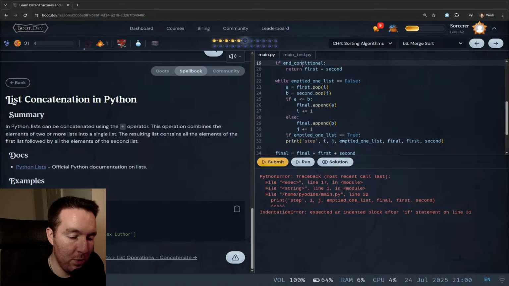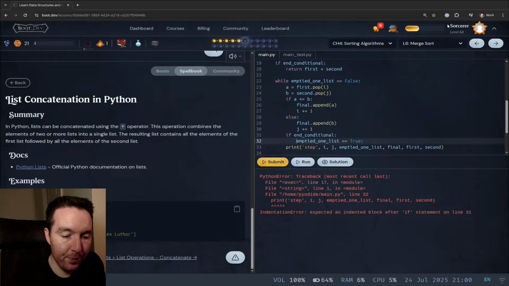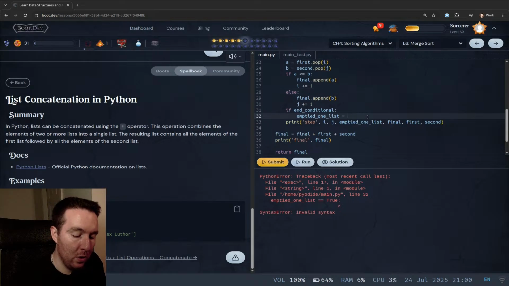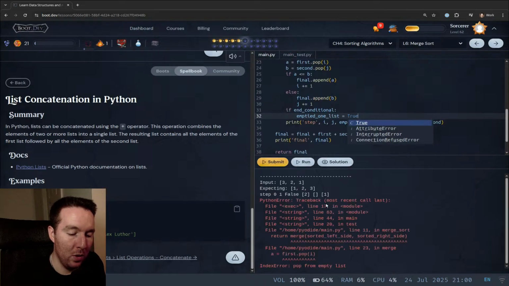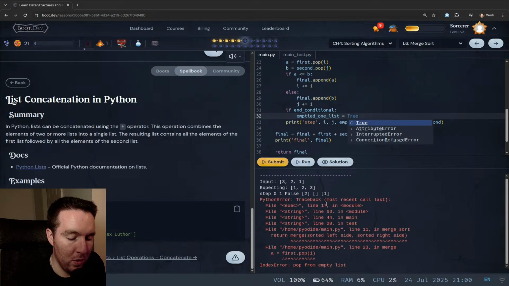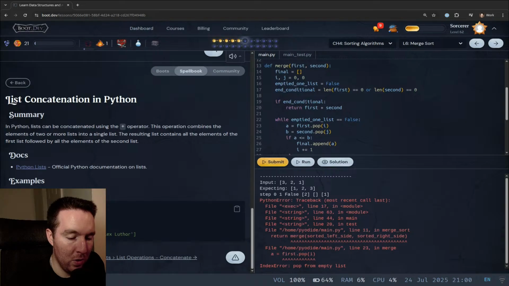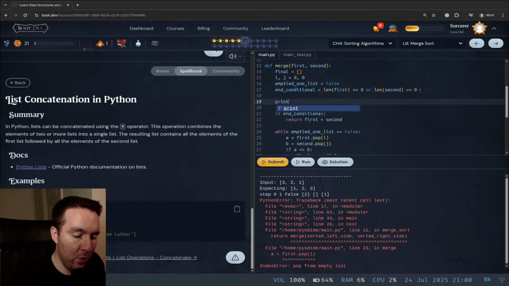Oh yeah, now I remember now. Right, okay, if end conditional that. So print first, second.